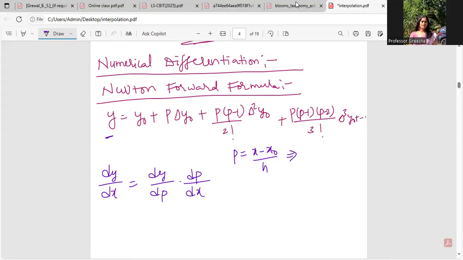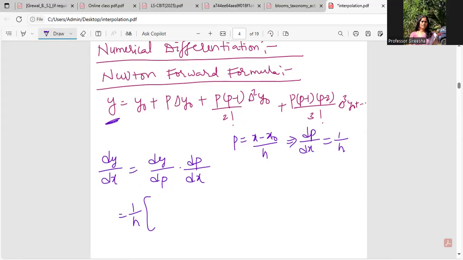What would be dp by dx from this? I can clearly see x naught is a constant, h is a constant. So d by dx of x would be 1, so I'll be having 1 by h. So I'll be having something like 1 by h into the derivative of the dy by dp. This y I should be differentiating with respect to p.